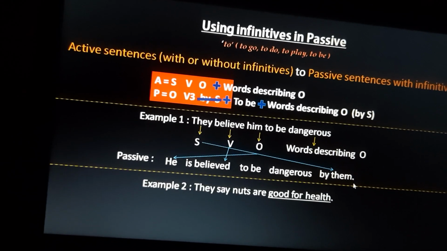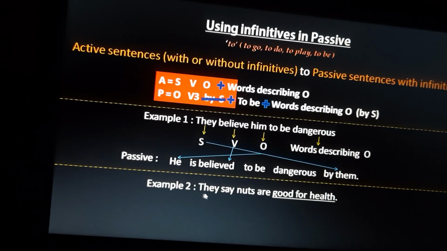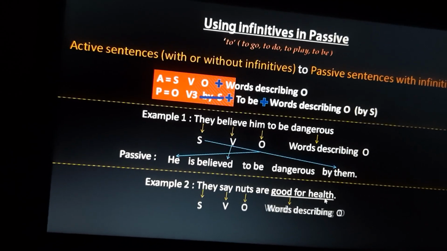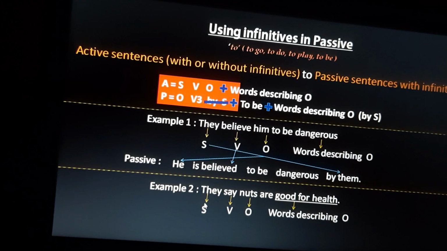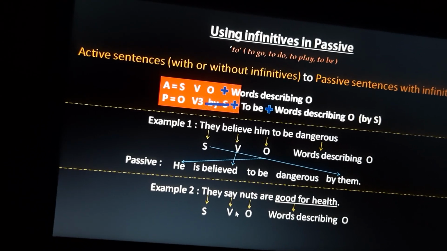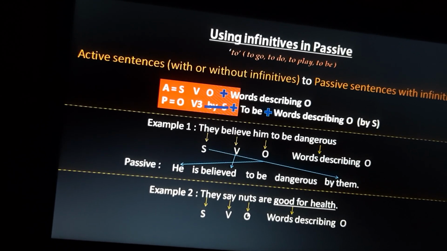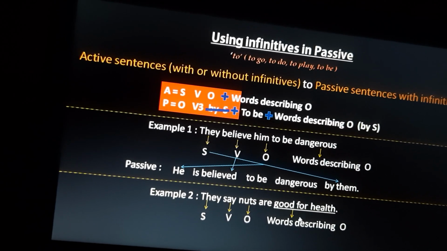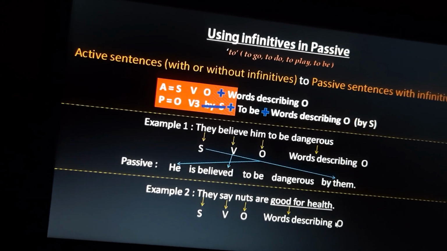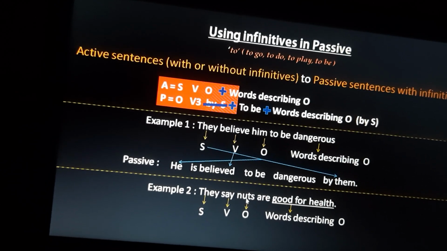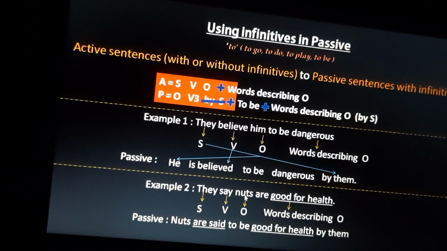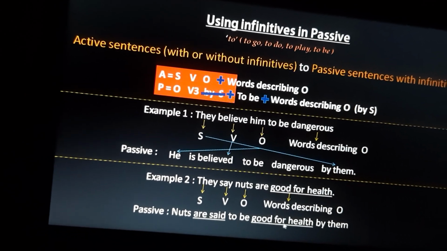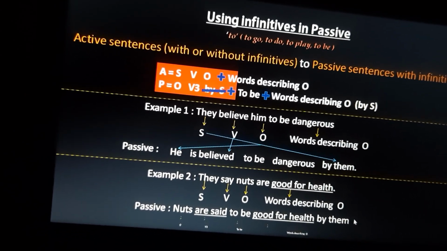Let us see another example. They say nuts are good for health. Now here they is the subject, say is the verb, nuts is the object, and good for health, these words are the words describing the object nuts. The passive voice here will be nuts are said to be good for health by them.